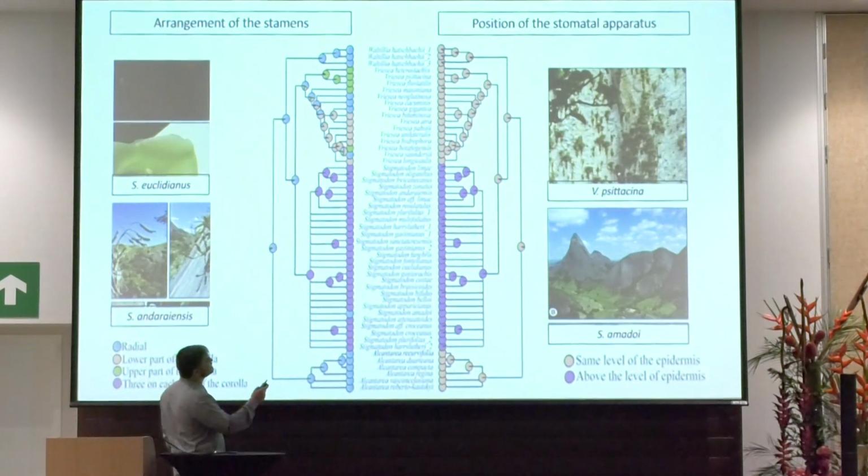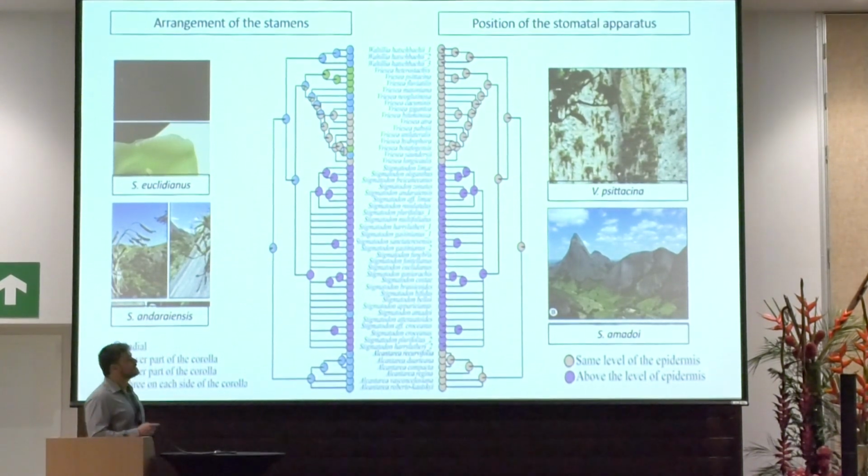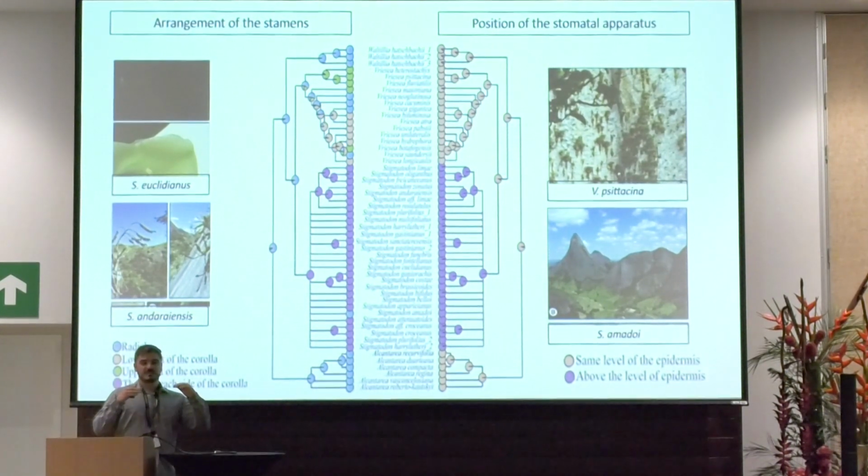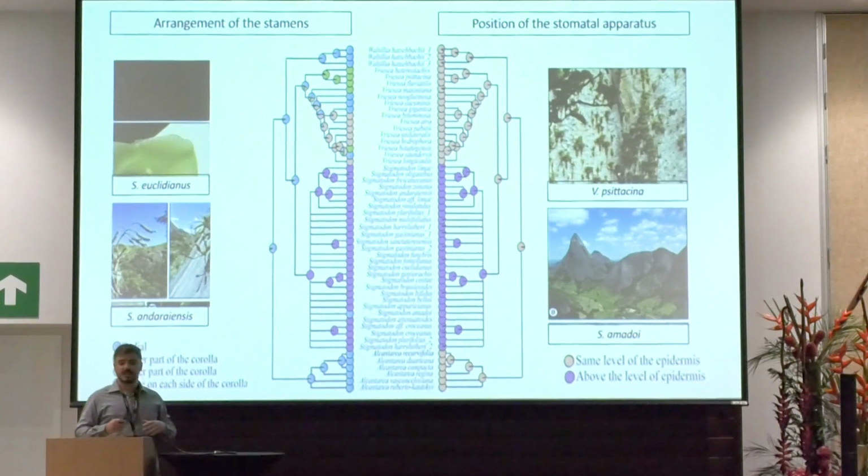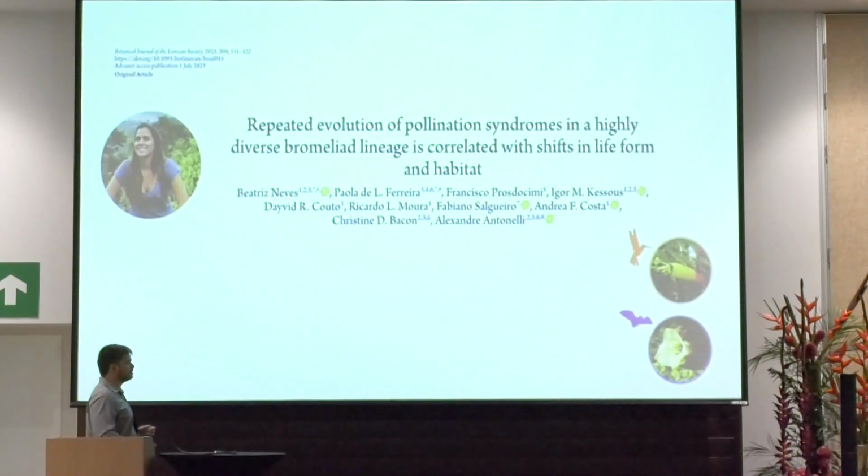And also the position of the stomatal apparatus. We observe that in Vriesea psittacina, that is not the case here. We can observe that the cells of the epidermis are at the same level as the epidermis. The stomatal cells are at the same level of the epidermis, and in Stigmatodon, that's not the case. We have these cells a little bit above the level of the epidermis. So perhaps this is related to some adaptation to dry environments that these plants are correlated with.